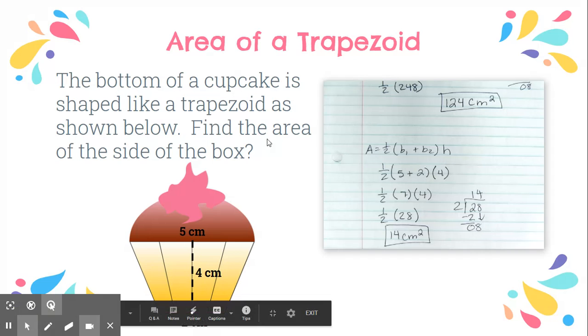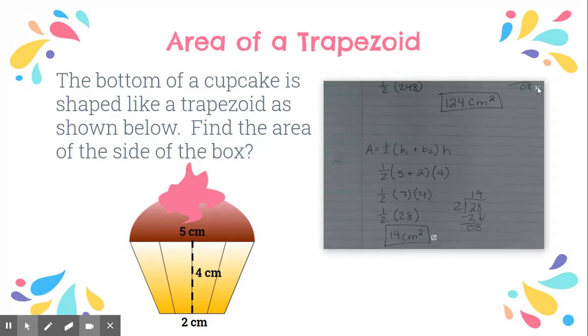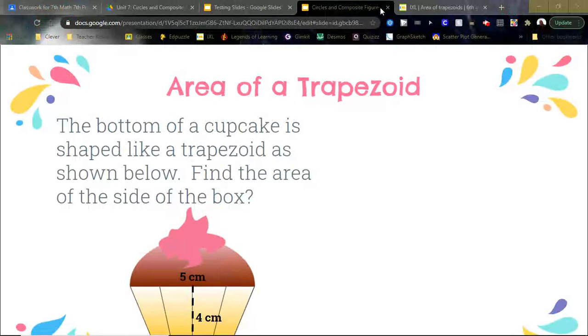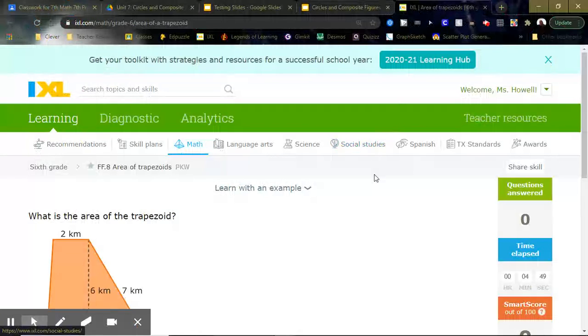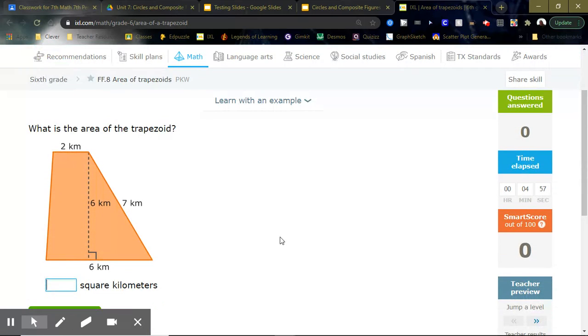Okay, let me exit out of this so I can show you what you are doing. You are doing IXL today for area of trapezoids. It says it's 6th grade, but that's okay because you did it in 6th grade. But it's still finding area of a trapezoid. So you want to find what the area of the trapezoid is.